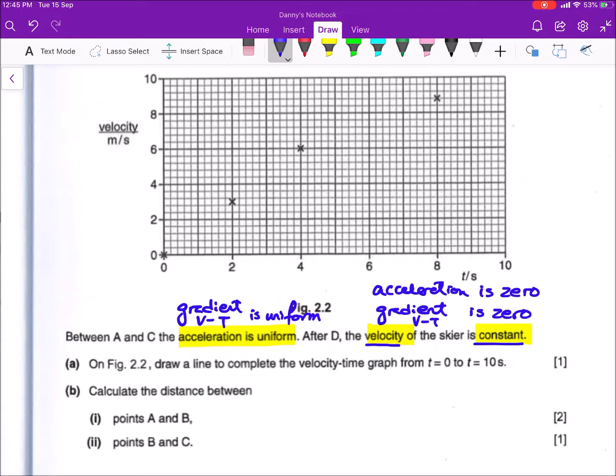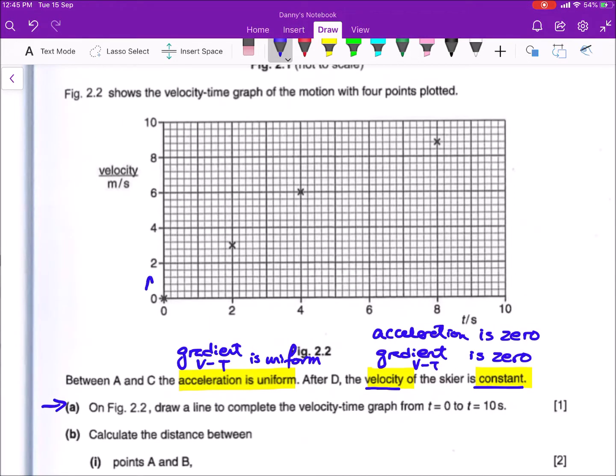So once you have these two pieces of information, then for part A, these 3 marks you can capture pretty easily, right? So from A to C. Where's A? First dot is A, second dot is B, then C and D, right? So between A and C, the gradient is uniform, meaning that I would have a straight line. Then it says that after D, the skier is traveling at constant velocity. So therefore here I would expect a flat line like this.